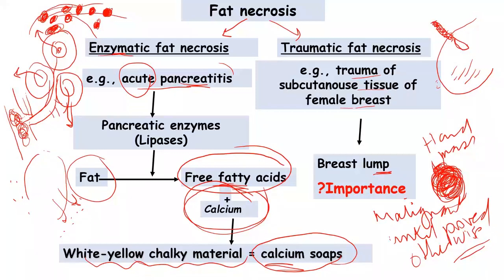The importance in the breast is that it forms a hard mass in the breast due to calcification following fat necrosis, and this hard mass is usually clinically considered malignant until proved otherwise. So this is the importance of fat necrosis occurring in the breast.